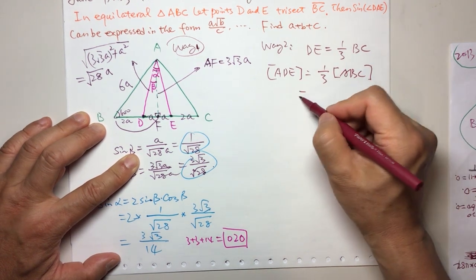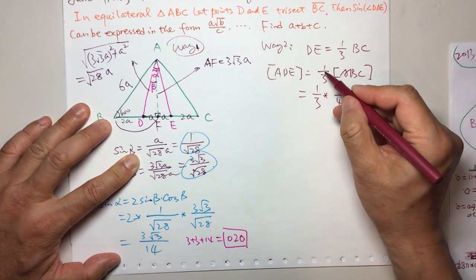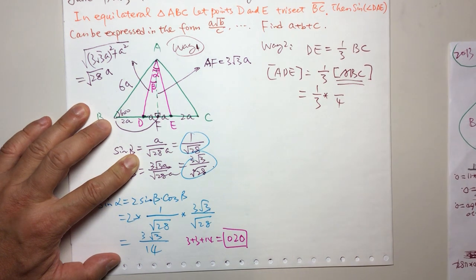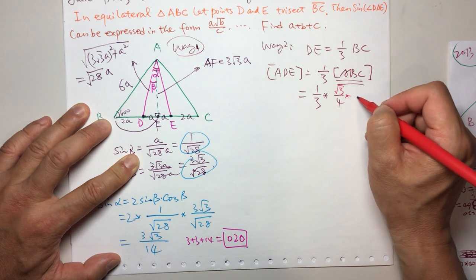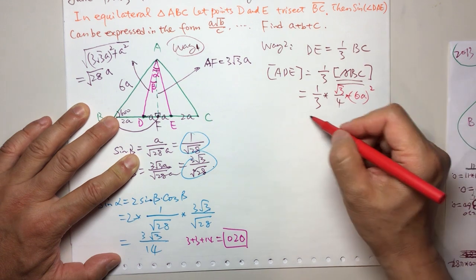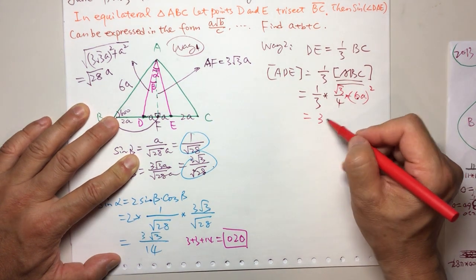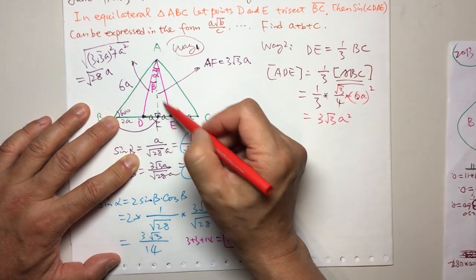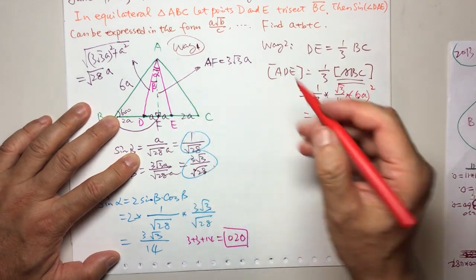We know the area of an equilateral triangle is square root of 3/4 times the side squared. The side now is 6a, so squared is 36a squared. So 1/3 of it gives us the area for this triangle.